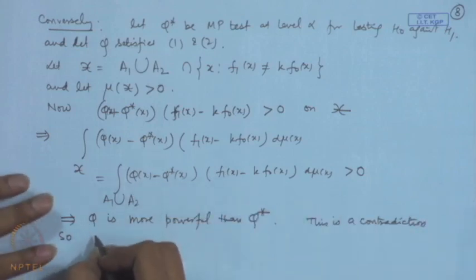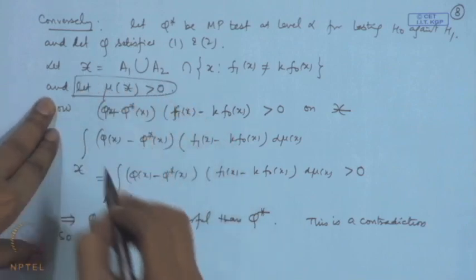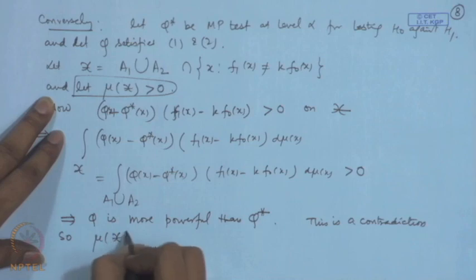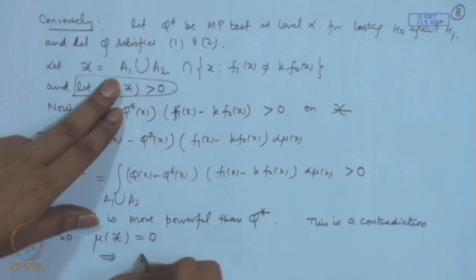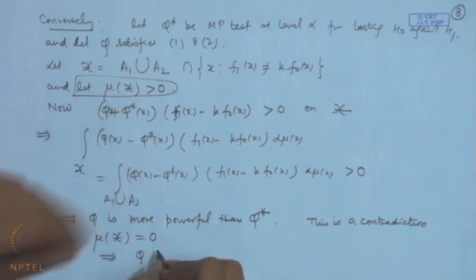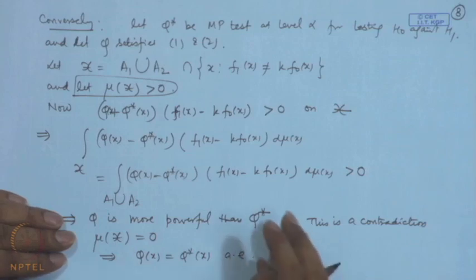So, what does it mean? The only possibility is that this assumption is not correct. So, we should have mu of x equal to 0. If mu of x is equal to 0, then this means that phi and phi star are the same almost everywhere. So, this proves the Neyman Pearson fundamentals. That we will be covering in the following lecture.